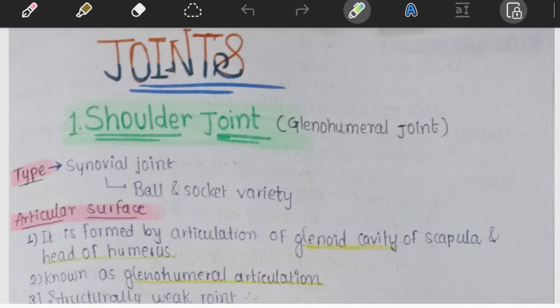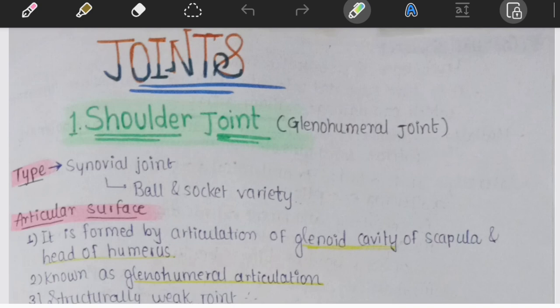Let me ask you one question. Why is the shoulder joint the most mobile joint in the human body? And if it is so mobile, why is it also the joint that dislocates most commonly? If you understand this concept, half of the shoulder joint becomes easy.